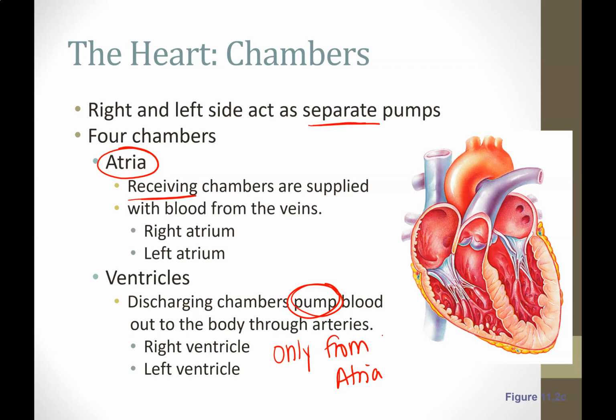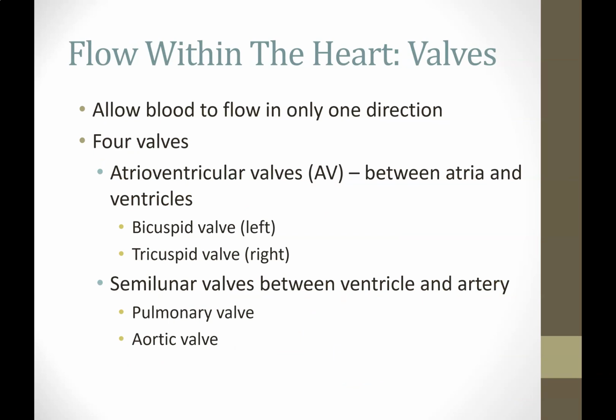Okay, that's it. So they pump it to either the lungs or the body, but they can only get the blood from the atrium. Either they get it from the left or from the right, if you remember the picture. There are 4 valves. There are what are known as the bicuspid and the tricuspid valve, and these guys are your AV valves. They're located between the atrium and the ventricle. And then you have these semilunar valves that are going to be on the way out of the heart.